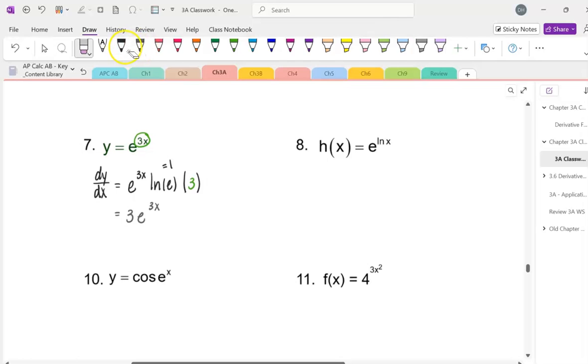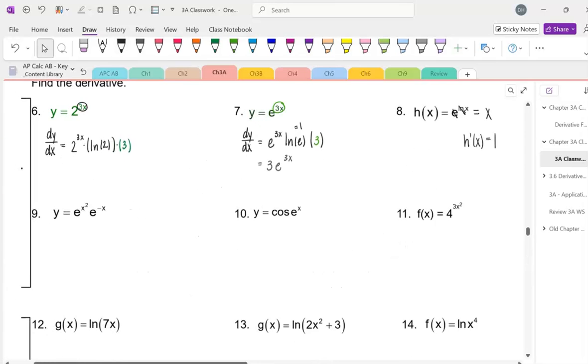In number 8, we've got h of x equals e to the power of natural log x. If you think back to chapter 1, natural log has a base of e. The bases are the same, so really h of x just equals x. That's actually what the function is. h of x equals x. And then we could take the derivative of that, and that's not chain rule at all. The derivative of x is just 1. So it might look like chain rule, but it is not.